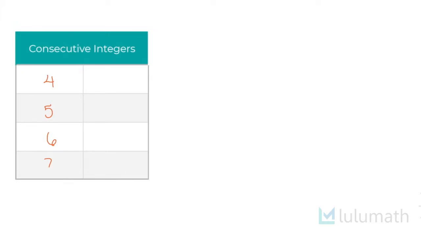But here's the thing. If we didn't know what 4 was, we would call it by a variable. So I'm going to call it A. If I were to go from 4 to 5, the only way I can do that is if I add 1. So that means that if my first integer is A, my next integer would be A plus 1. To go from 5 to 6, I would have to add another 1. So if I take this A plus 1 and then add 1 to it, I would end up getting A plus 2.